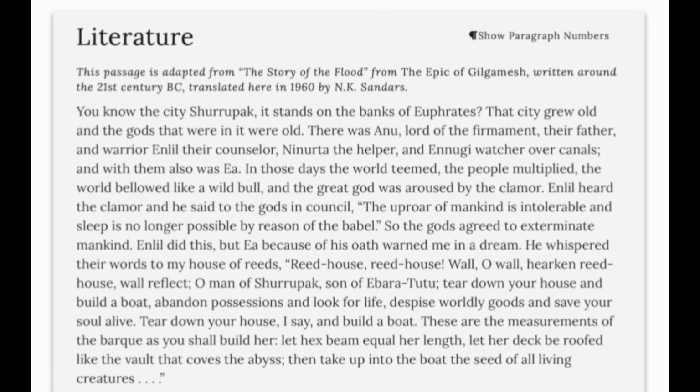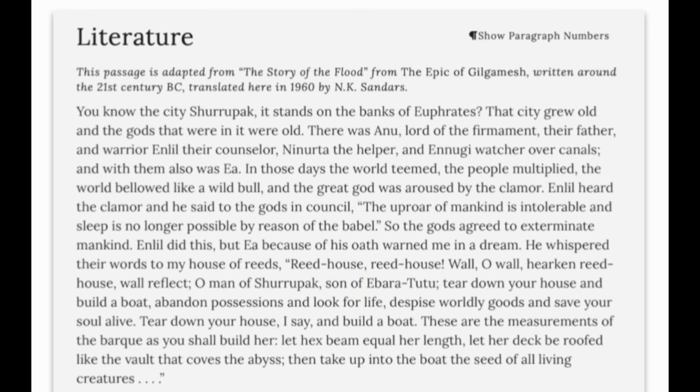But for students watching, let's talk about a little bit of the vocab in here that you just read. Let's see, intolerable. That word babble, right? And sleep is no longer possible by reason of the babble. What does babble mean there? I think it means, again, like a loud noise. Yeah, I think it's just like the chatter, right? All the talk.